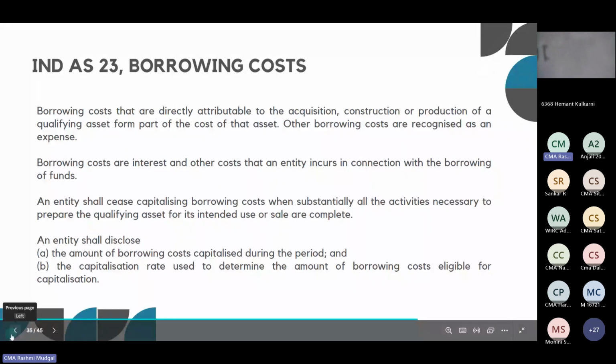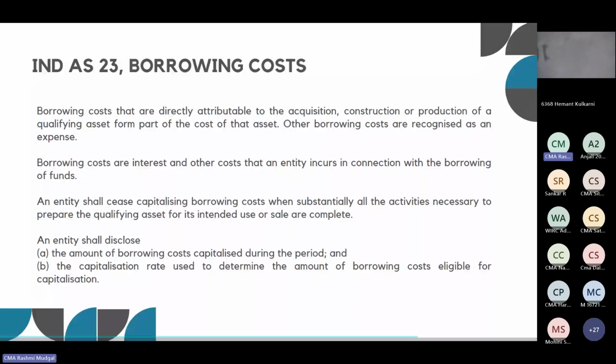Next, we are going to discuss Ind AS 23. What does Ind AS 23 tell about borrowing cost? What is borrowing cost? Borrowing costs are the interest and other costs that an entity incurs in connection with the borrowing of funds. The funds is what I need, cash. I need money to operate something, or I need some asset to be bought. I will borrow the money from the market, or maybe from the bank, or maybe from a person.